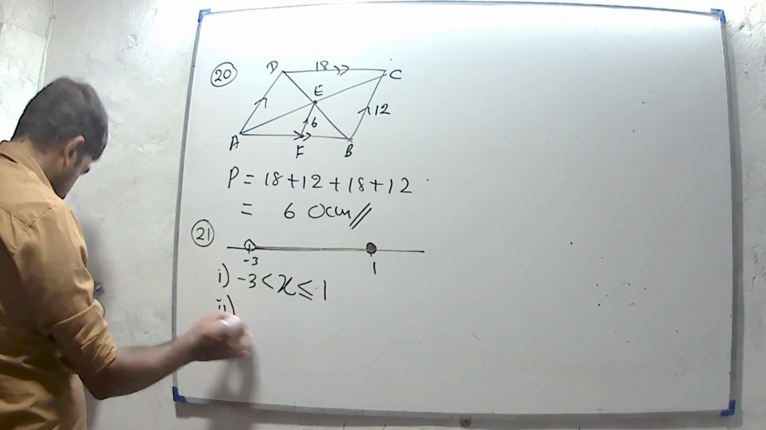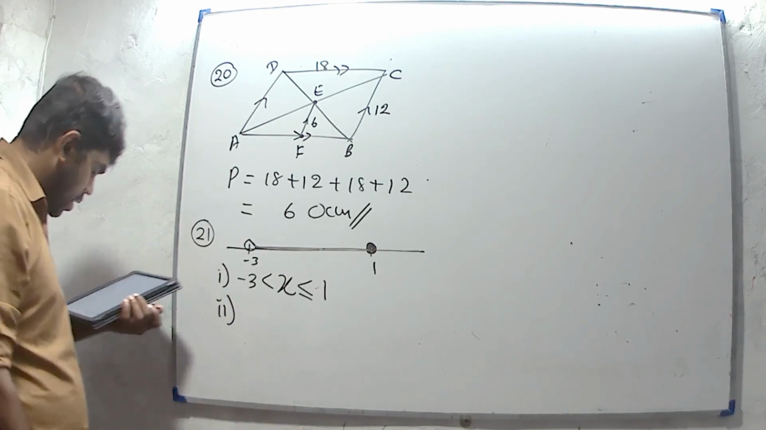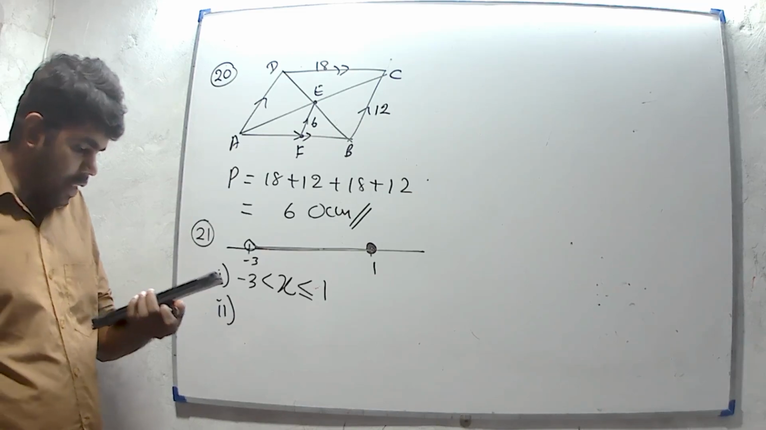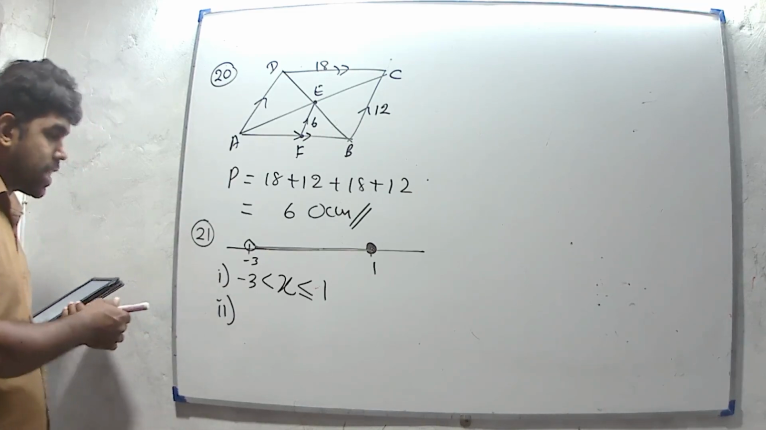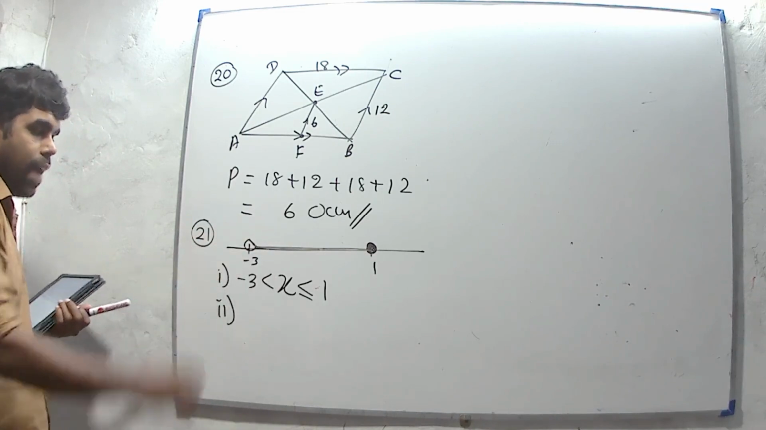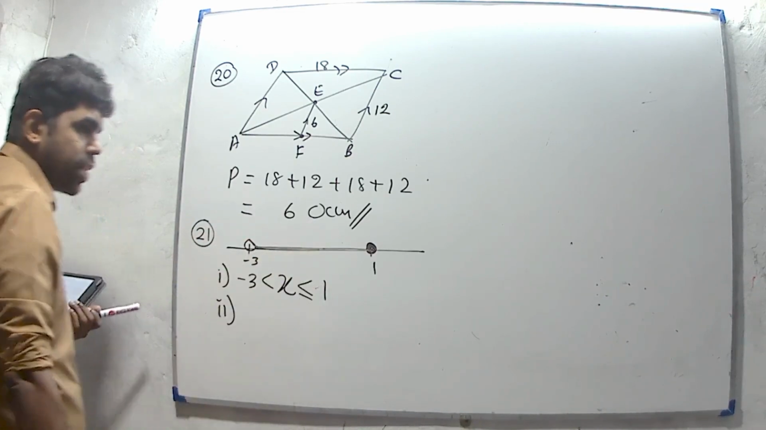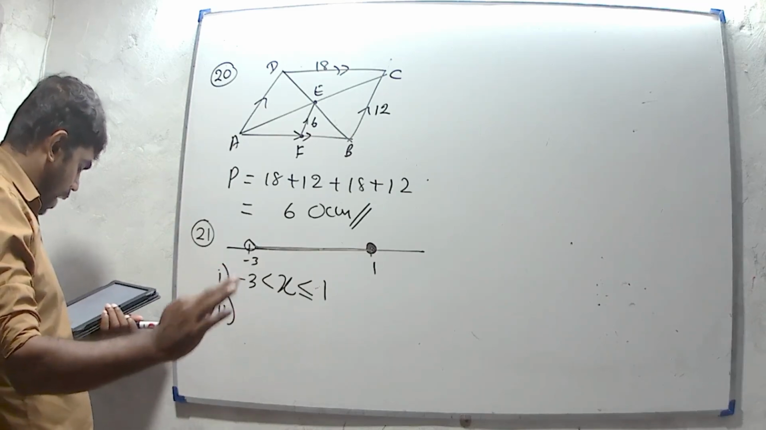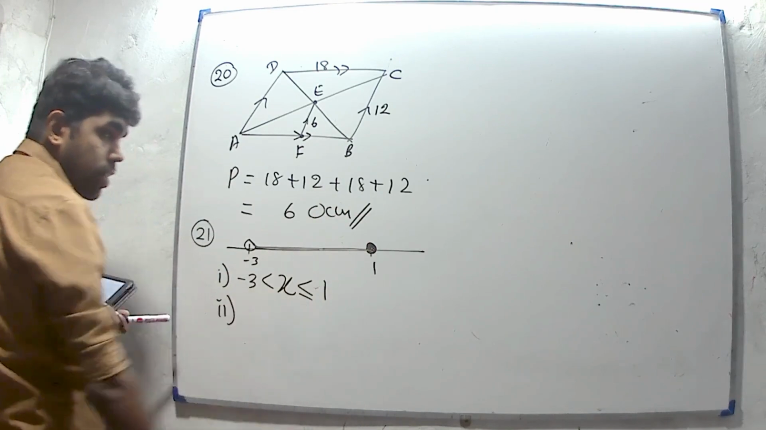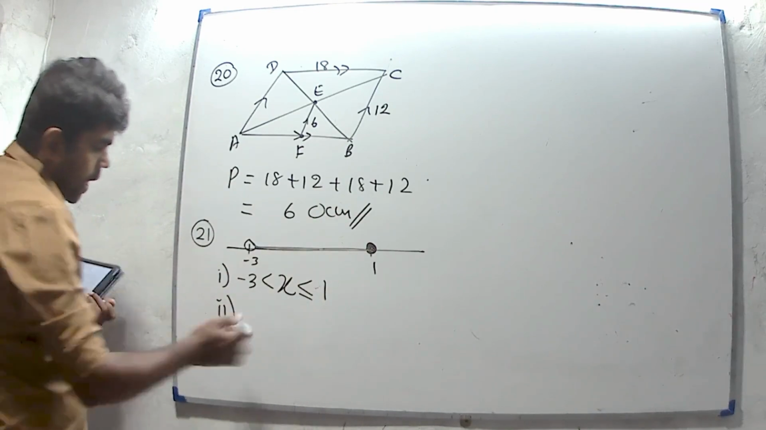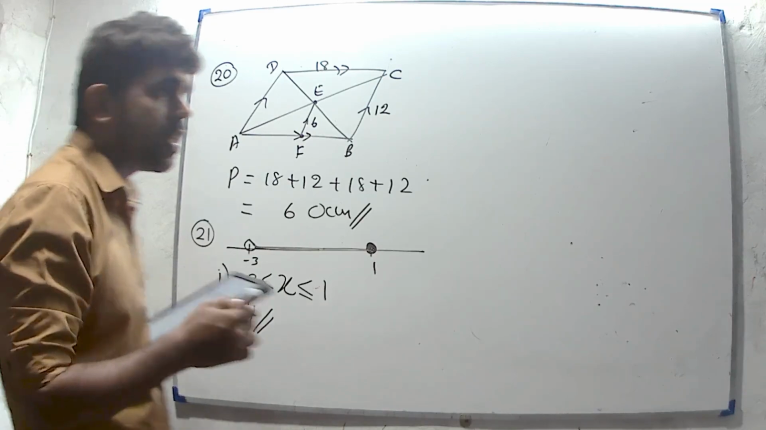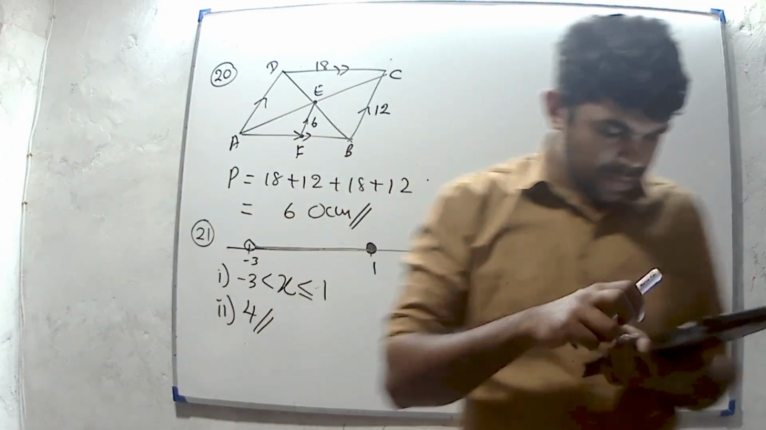Part 2. How many integral solutions of the inequality are there? Minus 3, we can't take because it is not equal. We have to take numbers greater than minus 3. Then minus 2, minus 1, 0, and we have to consider 1 because it is equal. Then there are 4 integral solutions. Integral solution means whole numbers.